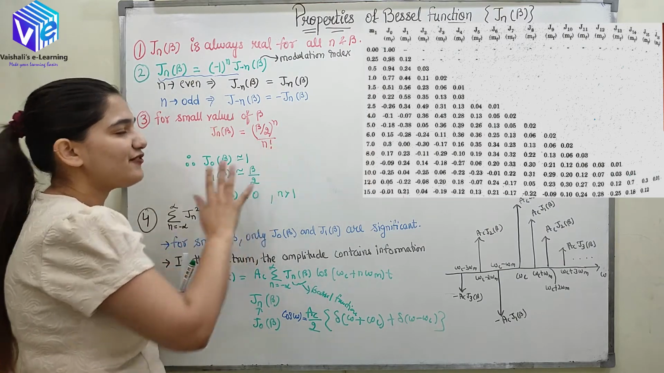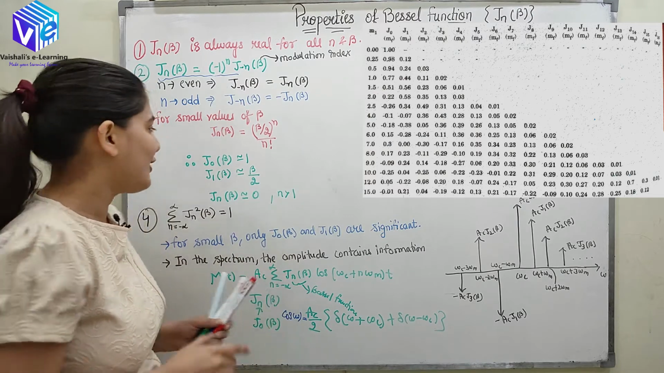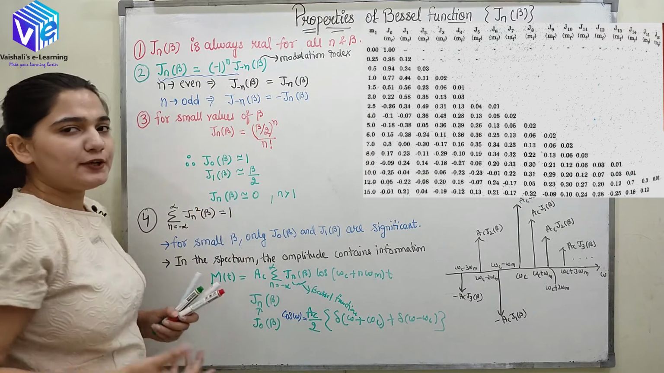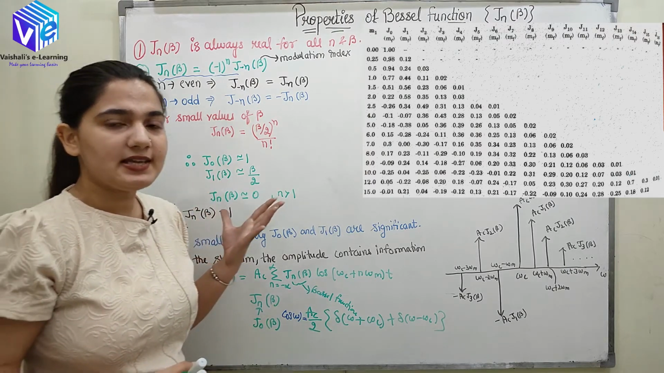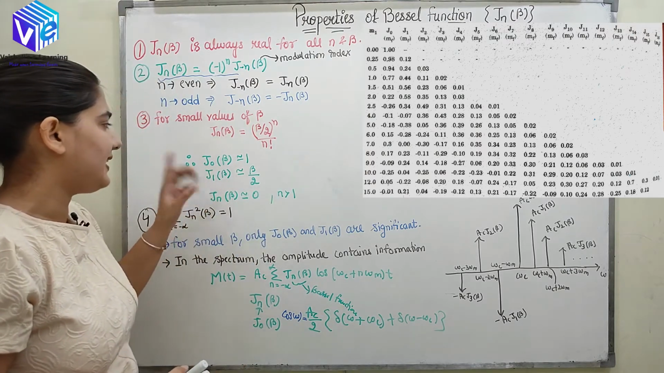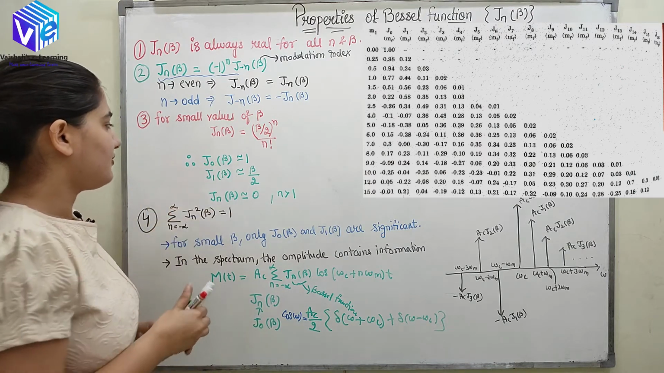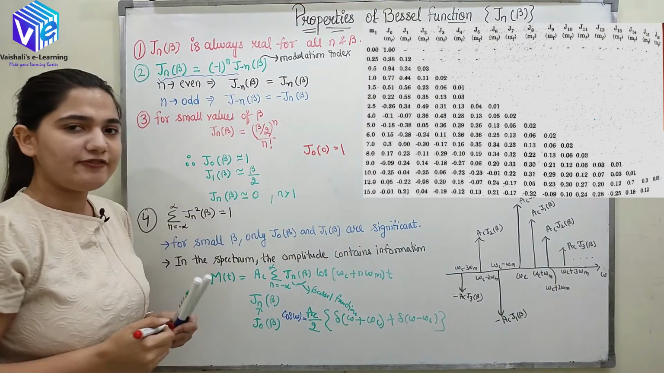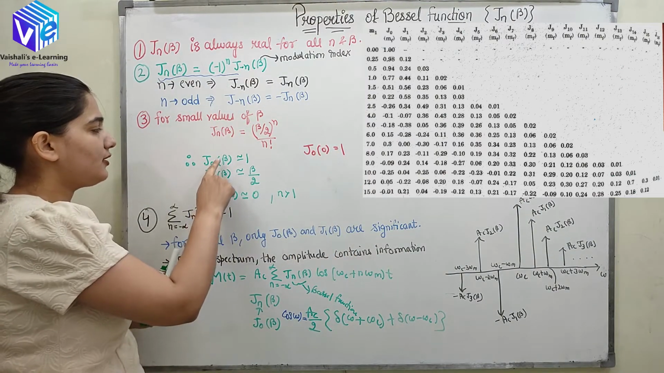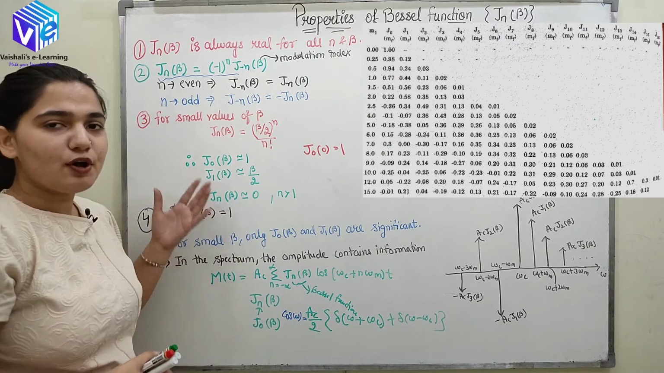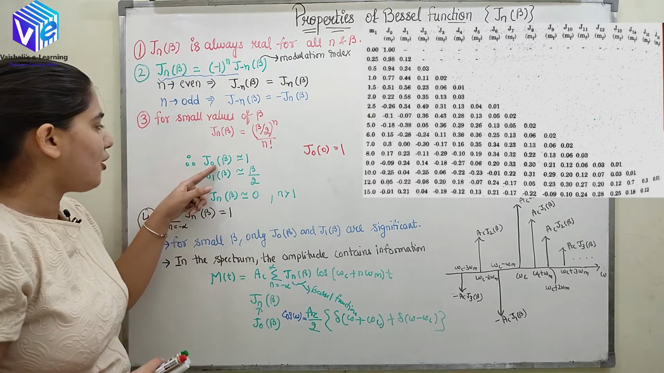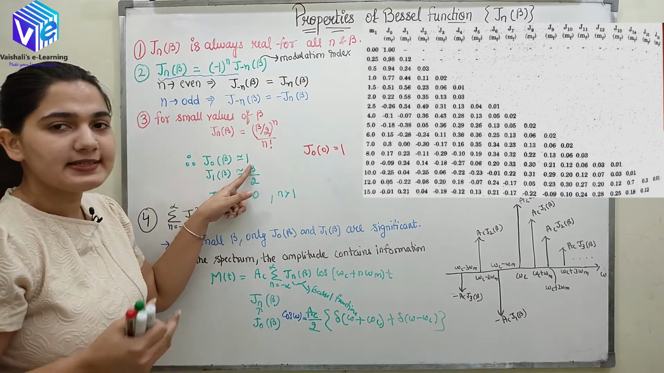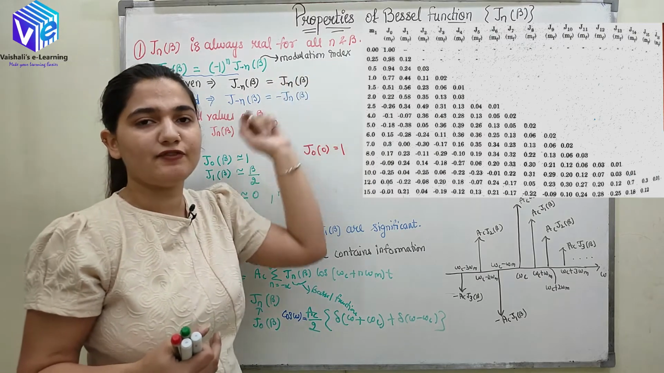So now from here we can deduce various values of J. If I consider the value of beta to be very small, from the graph you can see that when the value of beta is 0, J0 of 0 is 1. Now J0 of 1 is also nearly equal to 1. So J0 of beta, for small values of beta, is nearly equal to 1. You can see it directly from the graph.